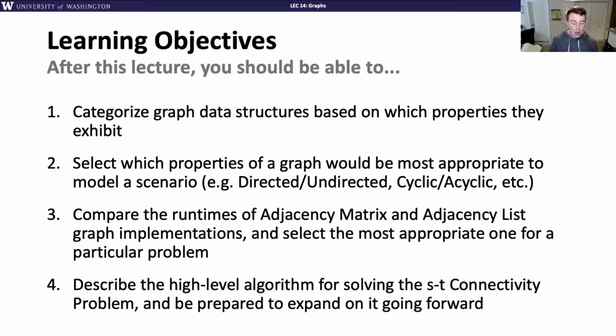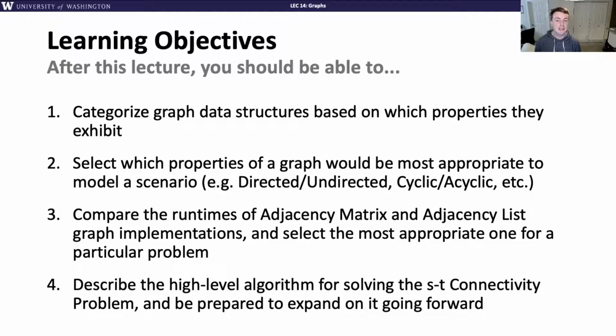So on to today's learning objectives. We have 4 big objectives for today. We want you to be able to categorize graph data structures based off properties they'll exhibit. So we're going to talk about a lot of different properties these graphs can have, lots of variations, which is part of the reason why they're so flexible.